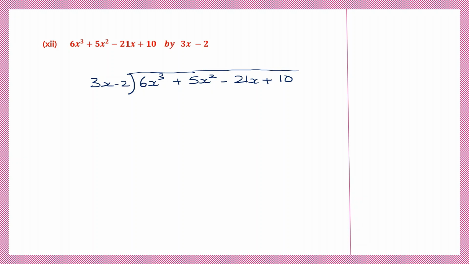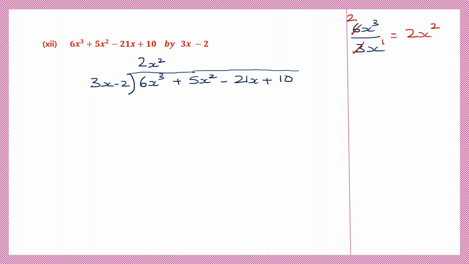So take the first term, 6x to the power of 3 divided by the first term of the divisor, which is 3x. So now we can cancel. 3 2s are 6. Now we have 2x to the power of 3 minus 1, which is x to the power of 2. So we have 2x square, which we can write here 2x square.